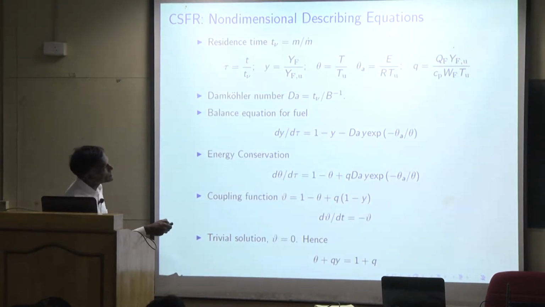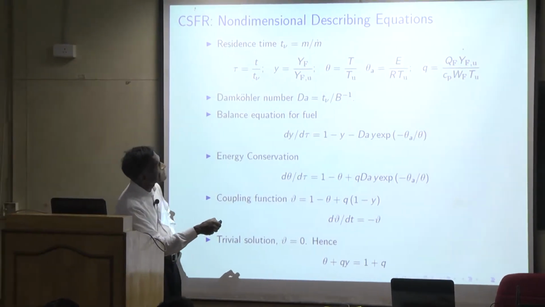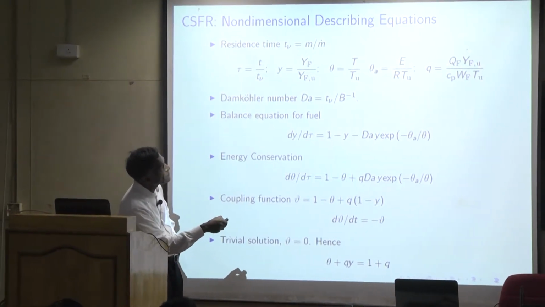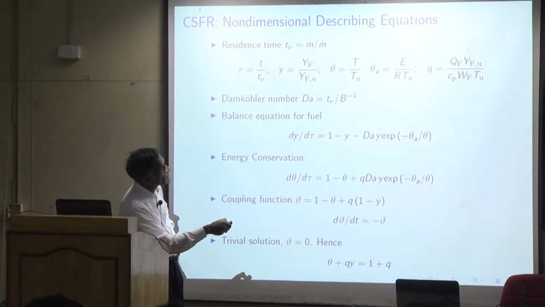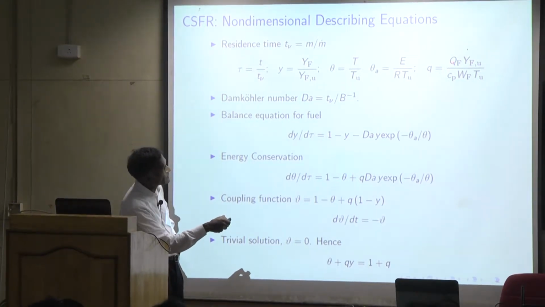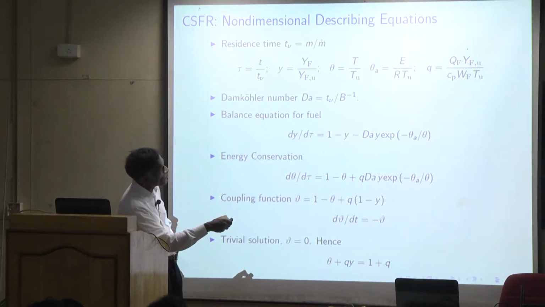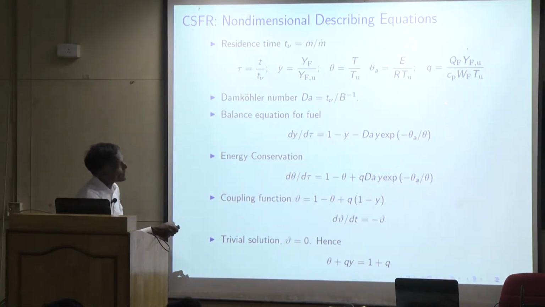And this is the heat release. You can see that the heat release, QF YFU, is the heat release in the reactor. QF is the heat release per unit mass of fuel multiplied by YFU. So therefore that's the heat release, and it is divided by the thermal energy of the flame. Okay. So in the reactor, these are the non-dimensional quantities that you employ, right?